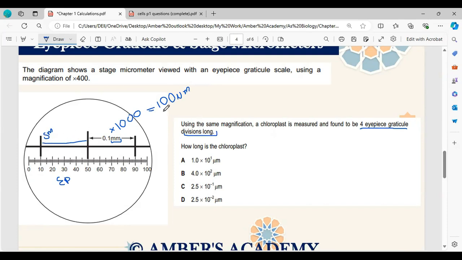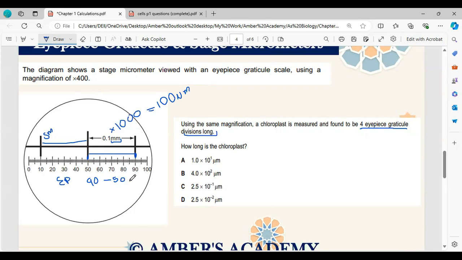One division of stage micrometers is equal to 100 µm. Now we need to find out the magnitude of this unit of eyepiece graticule. We can see that this line is ending at 90 and this line is beginning at 50. So we need to subtract both of the values, 90 minus 50, in order to find the difference between both of them, which is going to be 40.